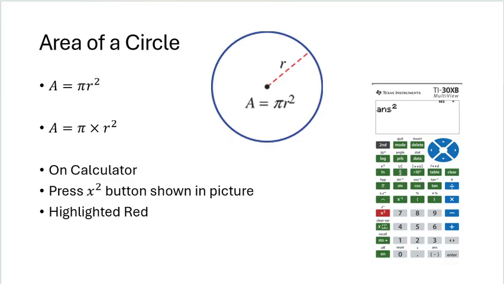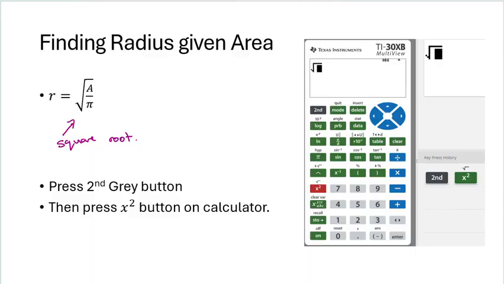Area of a circle, this is the formula here. A equals pi r squared. Now, if you were given a calculator, the square button is the button highlighted in red. So make sure we don't forget. Now, this is more for the extension, okay? I did talk about it briefly in class, but this follows more the extension, people.